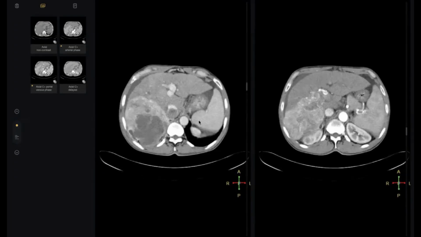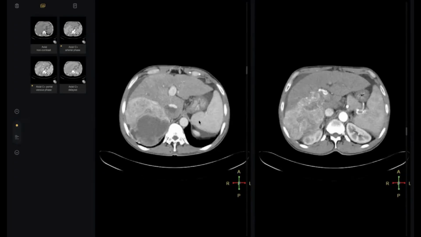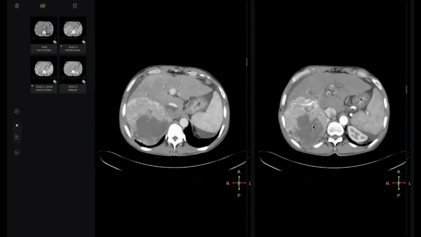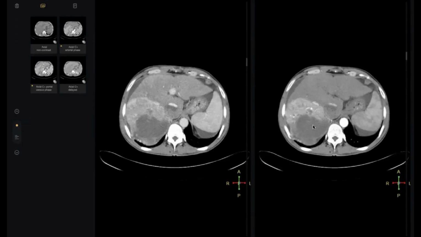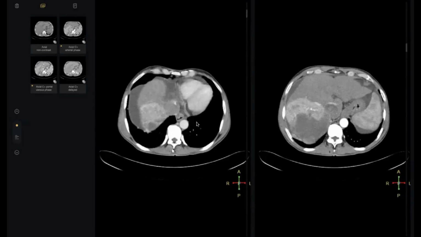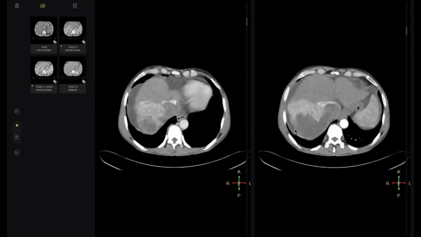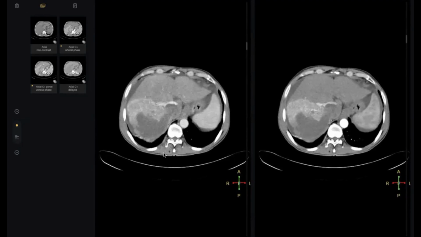Where is the area of washout? One second. Where? This is the arterial, this is the portal. I will take it one by one, slice by slice. Okay. Yes, this area appears to be washout to me.